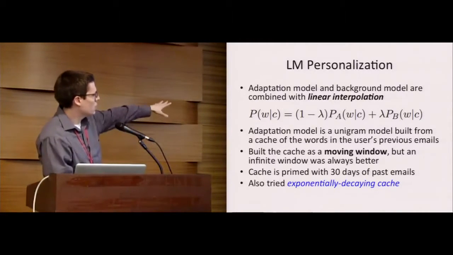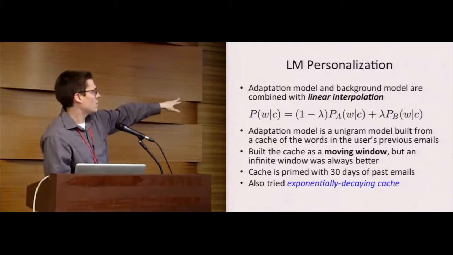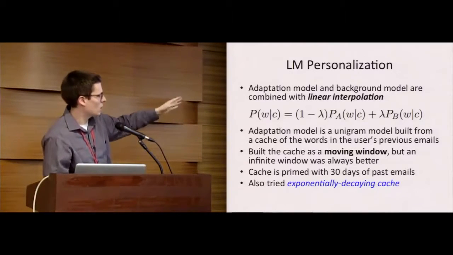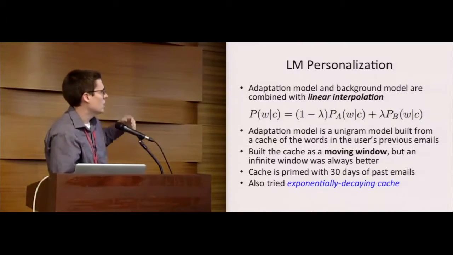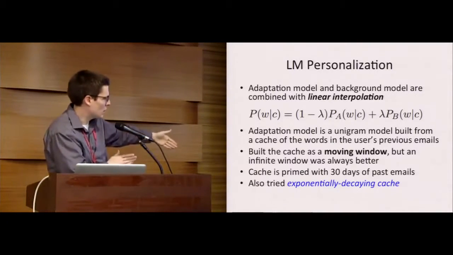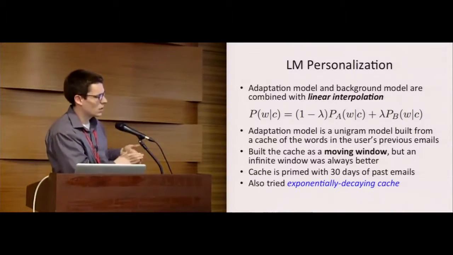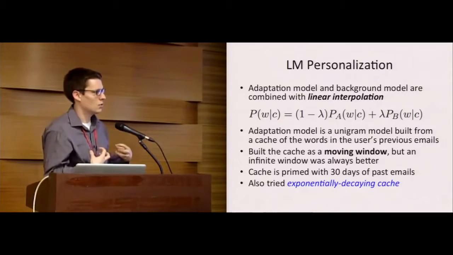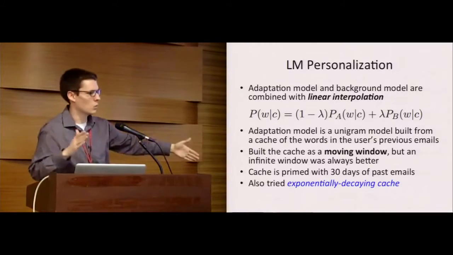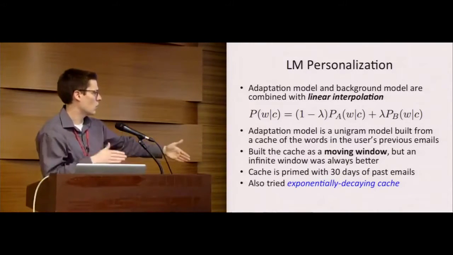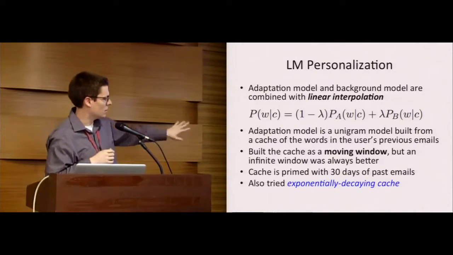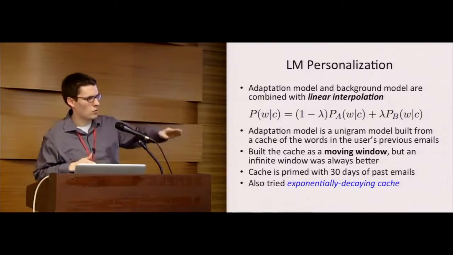So the way we did personalization, we have (1 minus lambda) times the adapted model plus lambda times the background model, so you can tune the strengths of the 2 models. It's a really simple unigram model built from just the words in the previous emails by that person. We tried it with a moving window. It turns out that the benefit you get from learning that user's words is best when you just never forget a word that they used. So it's really an infinite moving window. It's just always growing, and then we primed that with 30 days of emails. We also tried making words that are farther in the past less important.